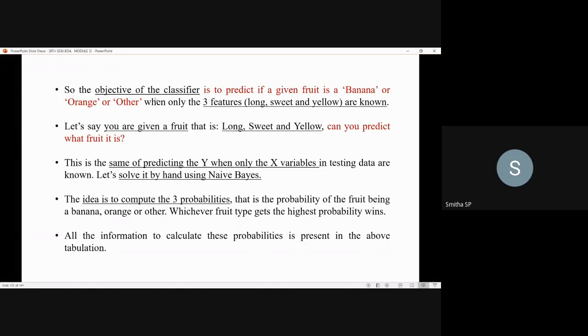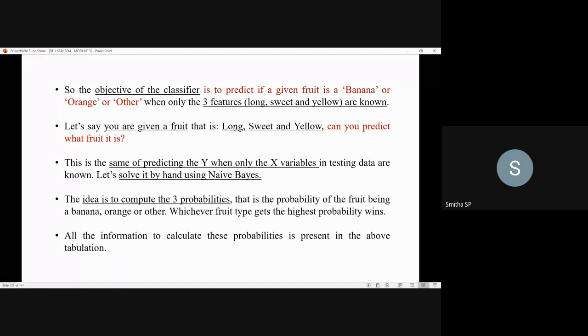So the objective of the classifier is to predict if a given fruit is a banana or orange or other fruit. To predict this, what are the three features we have? We have the three features, what we call the x variables, that is long, sweet and yellow. So these are the three features we know now. Let's say you are given a fruit. By knowing the features, you have to predict what fruit it is.